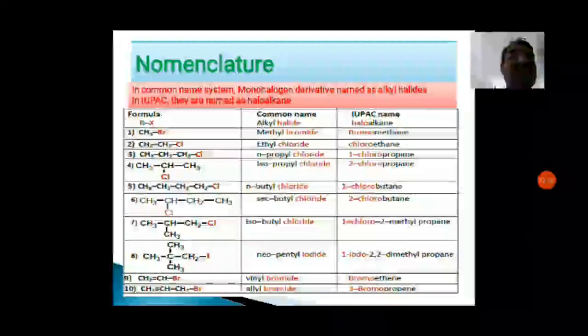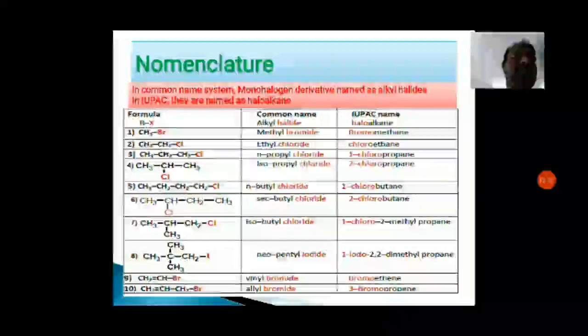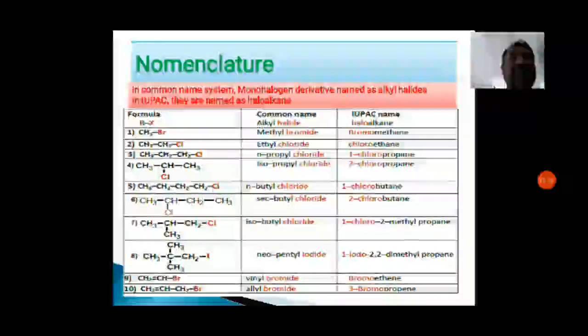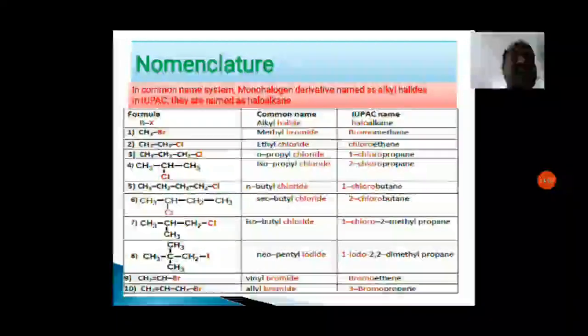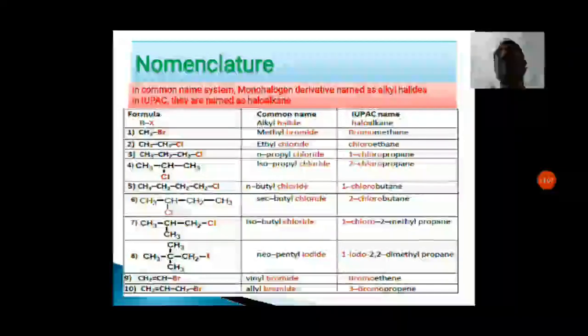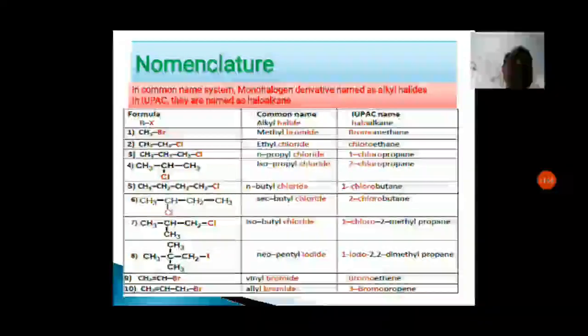Iodine is attached to the first carbon atom, therefore it is called 1-iodo. We have to start from this carbon to which iodine is attached. So this is 1-iodo. To the second carbon atom there are 2 methyl groups, therefore it is 2,2-dimethyl propane.